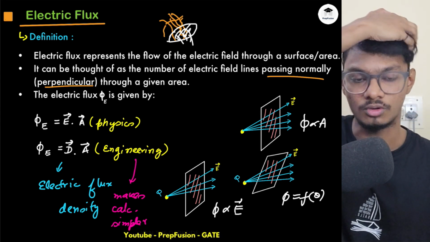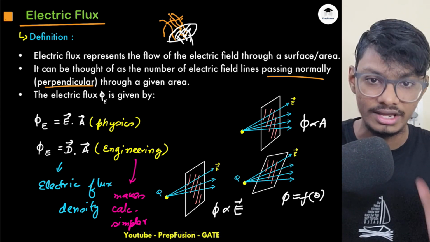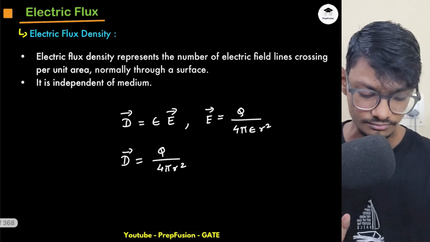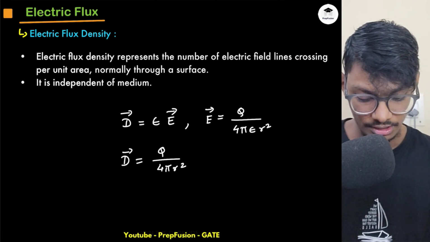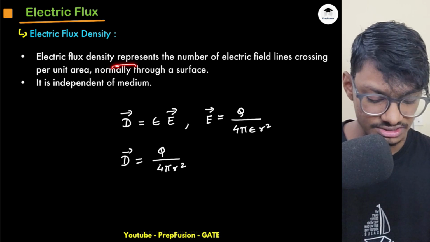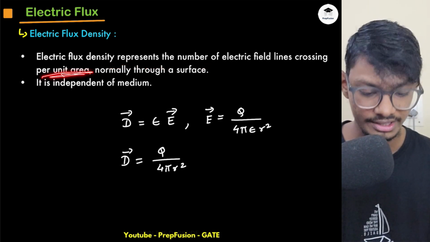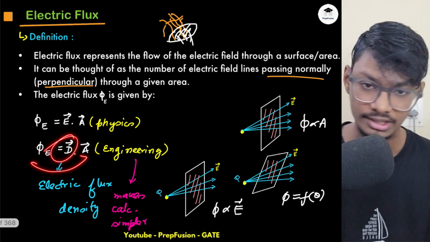We'll expand on this later on, don't worry. Just to give you the visualization, how does flux depend? Let's start. What is electric flux density? Electric flux density represents the number of electric field lines crossing per unit area. If I divide the flux by area, this will be my electric flux density.